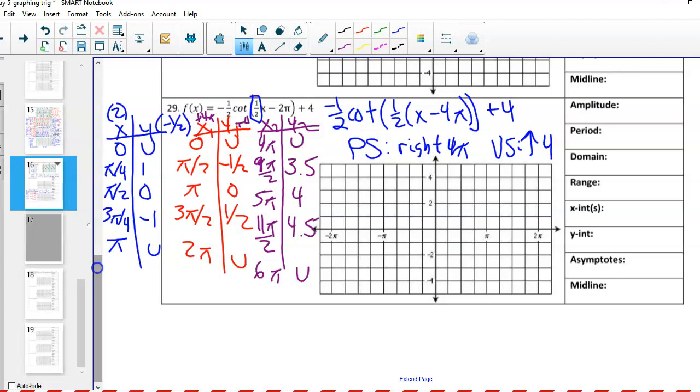Now, none of these points are actually on your table or on your graph, but we can find the patterns. Every 2 pi, there's an asymptote. So if I go back 2 more pi, there'd be an asymptote. Back 2 more, asymptote, asymptote. Because this is going to repeat itself, I can follow these backwards.